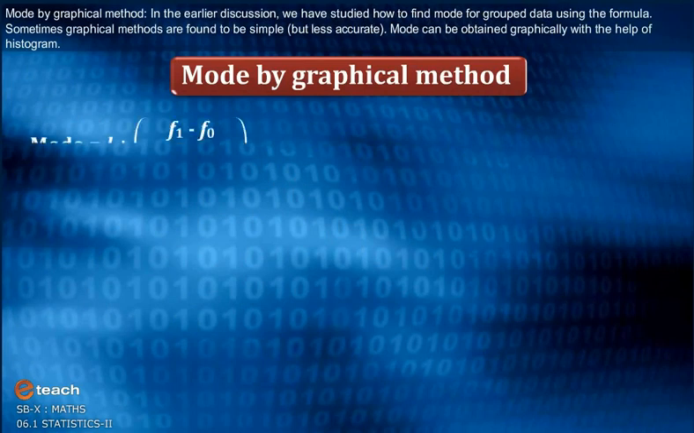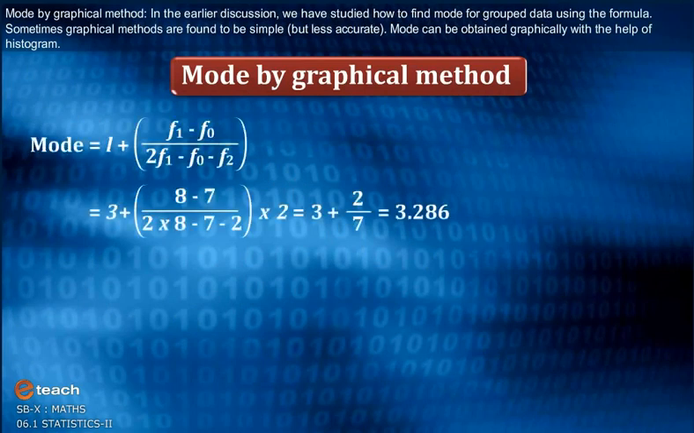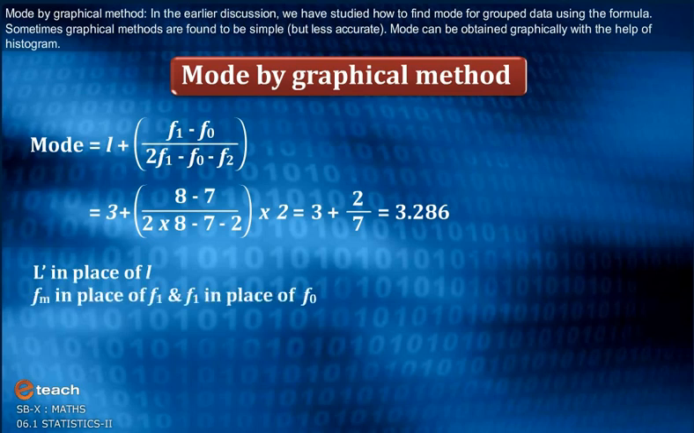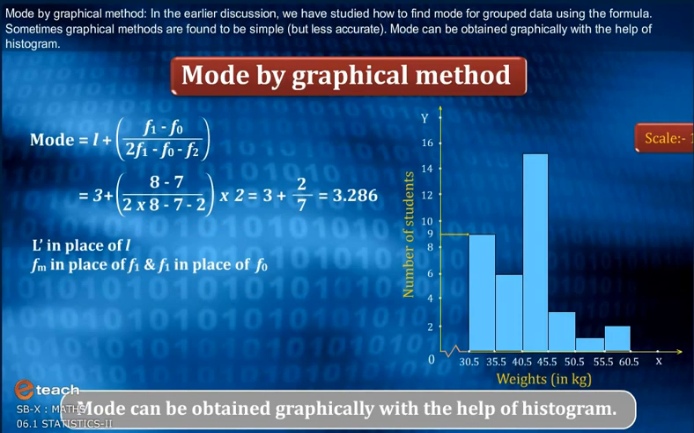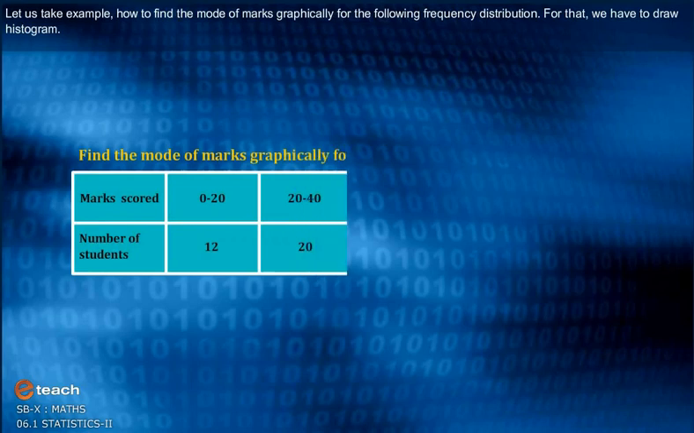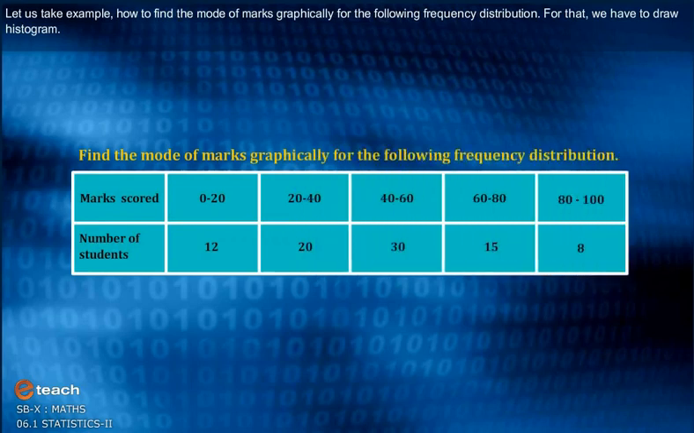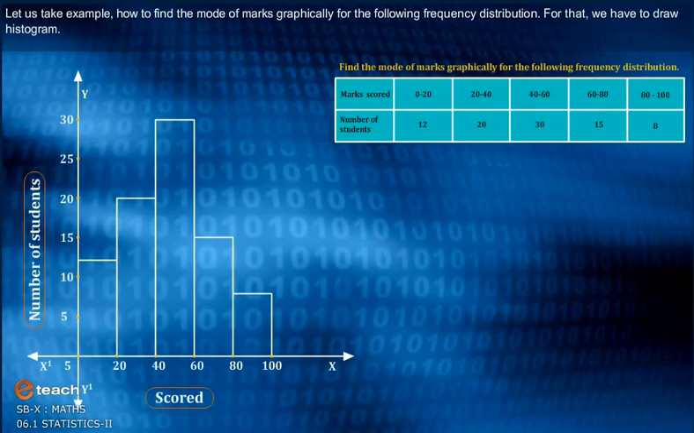Mode by graphical method. In the earlier discussion, we have studied how to find mode for grouped data using the formula. Sometimes graphical methods are found to be simple but less accurate. Mode can be obtained graphically with the help of a histogram. Let us take an example: how to find the mode of marks graphically for the following frequency distribution. For that, we have to draw a histogram.